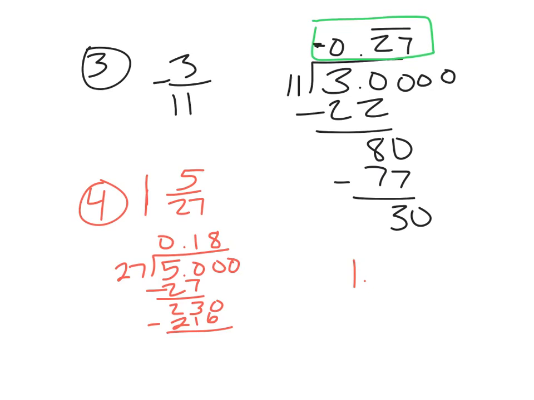27 into 5 point. So then I subtract, I get 14. 27 into 140. Try 5. 135. And you notice my remainder is now what we started with, so this is repeating. So your answer is 1.185.